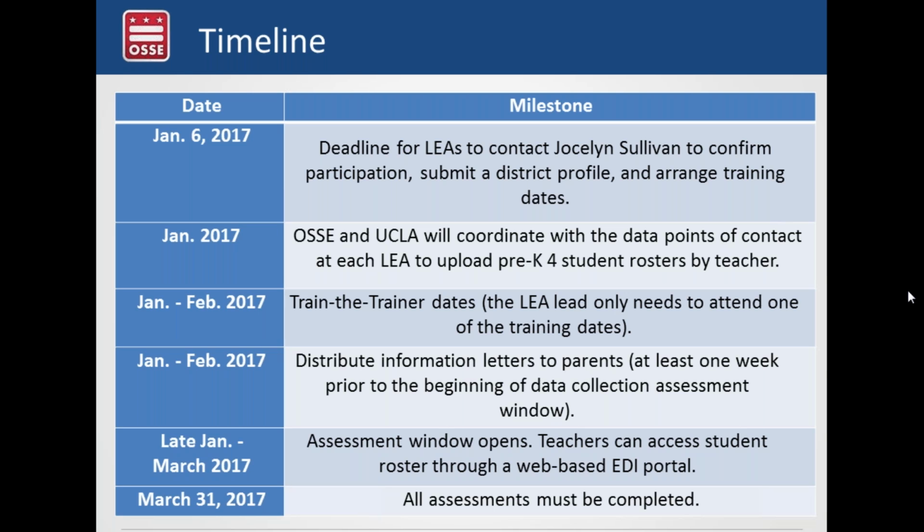11:59 West Coast time? No, Eastern Standard. Oh, Eastern Standard. Yeah, okay. Eastern Standard Time. That is great.